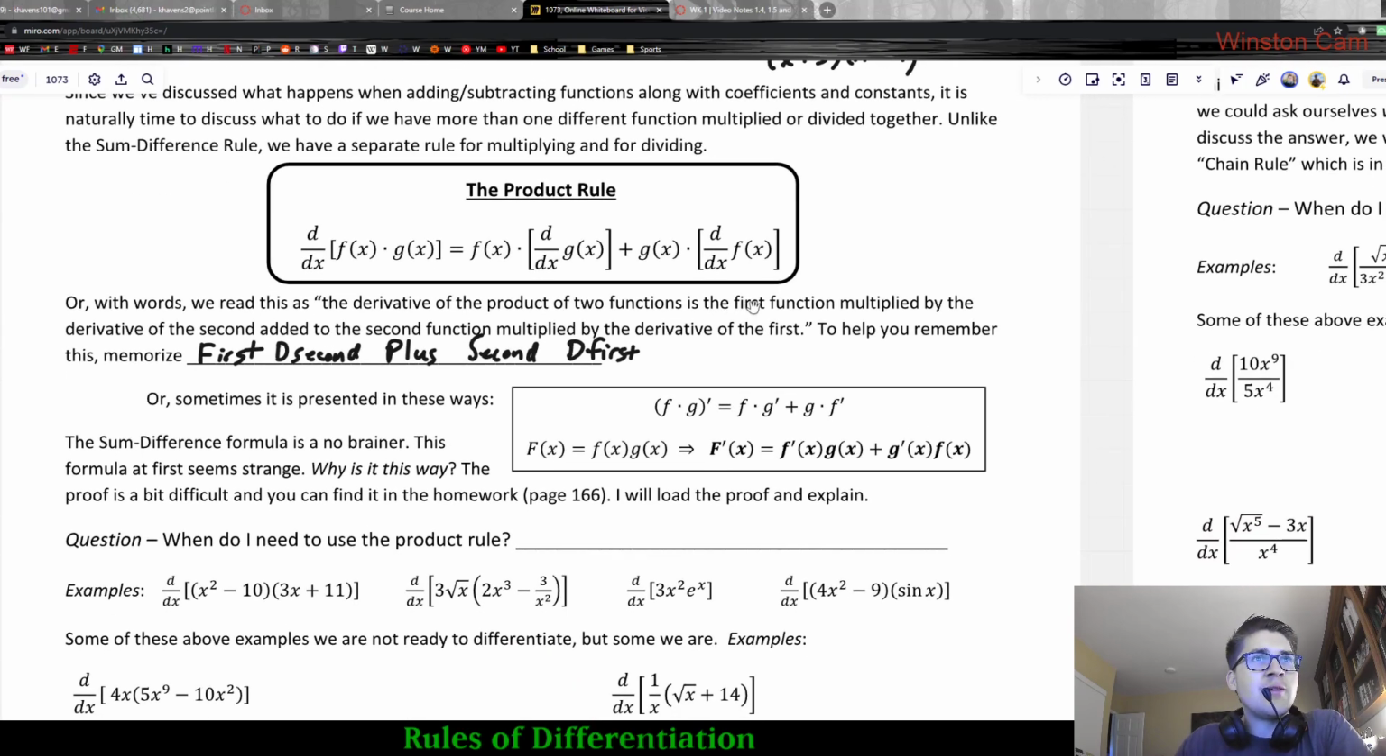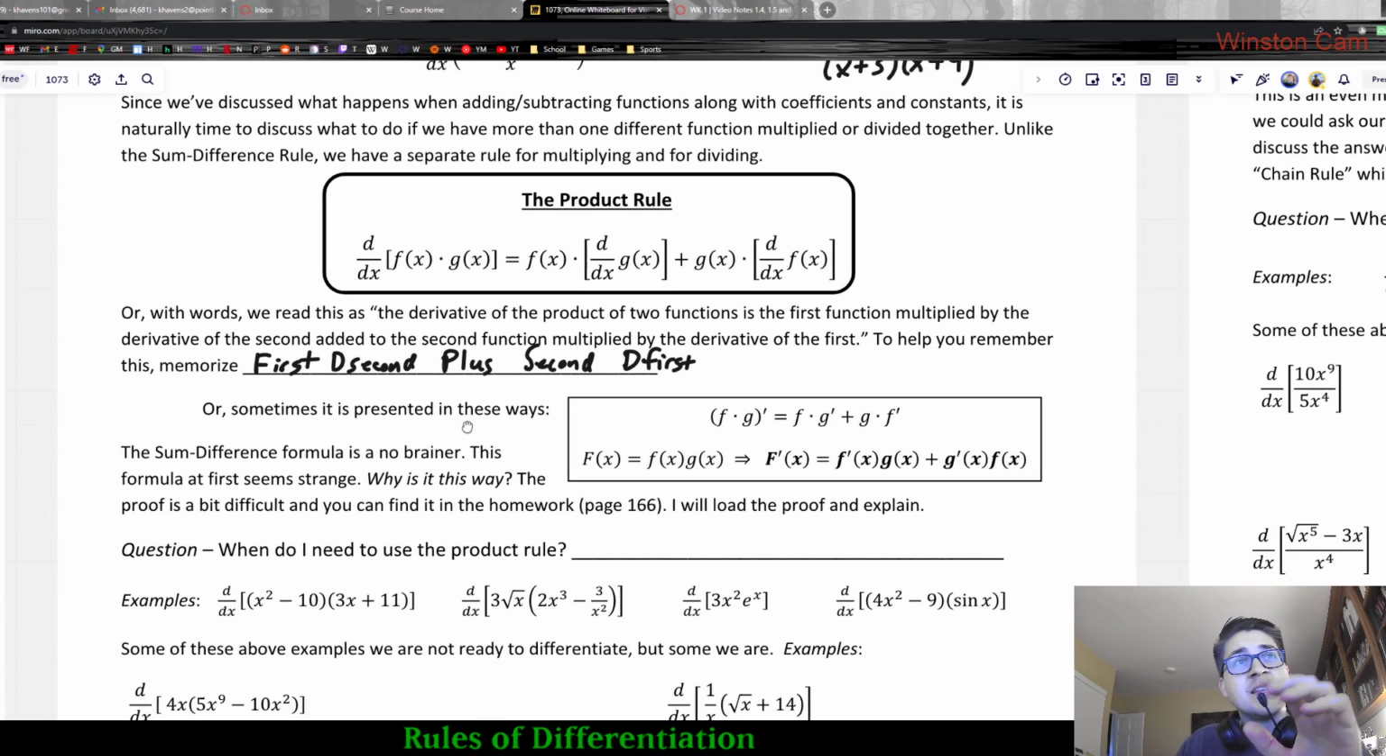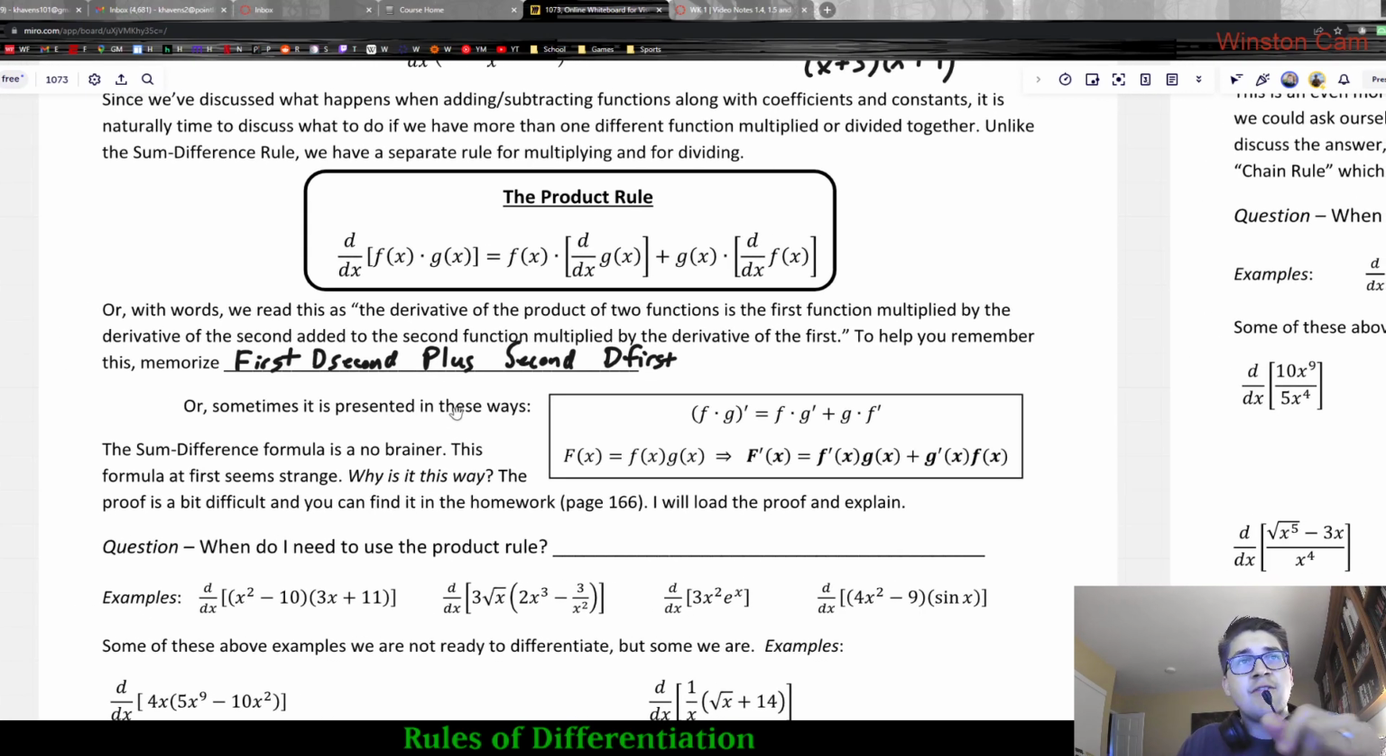Now, if you're wondering, well, why does this rule work? This is something where we're not going to get into the nitty-gritty of the algebra, but it turns out that if you apply the difference quotient, because as we know, the definition of a derivative is always the limit as h approaches 0 of f of x plus h minus f of x divided by h.